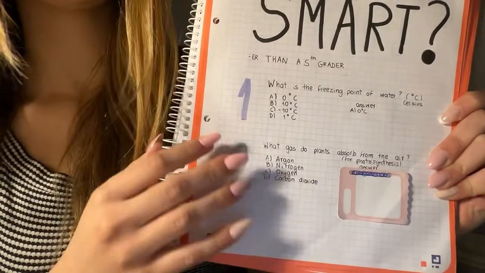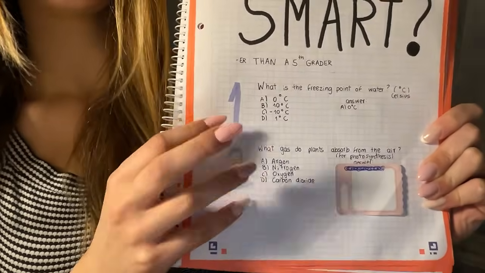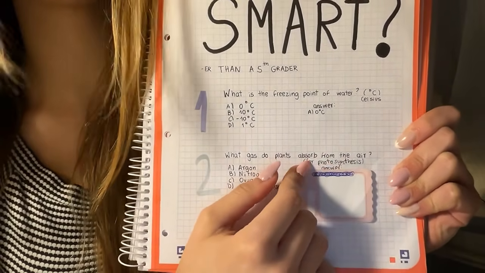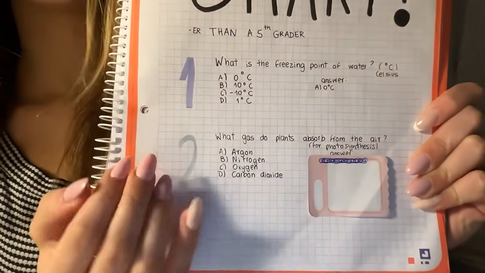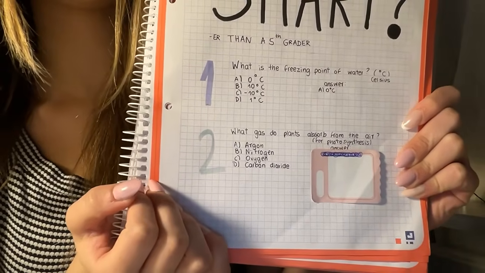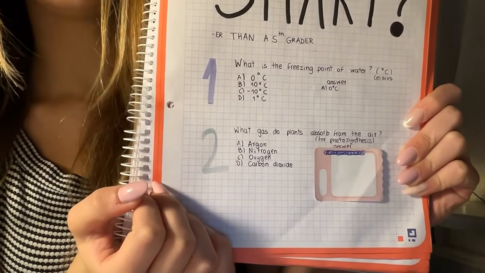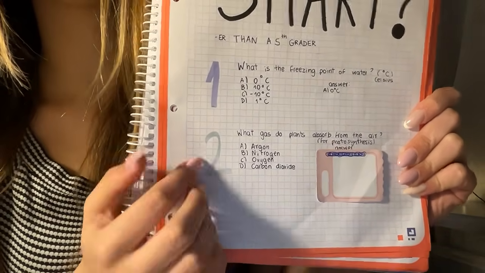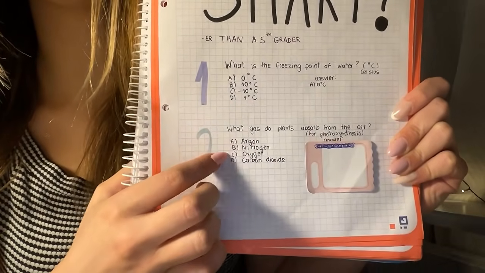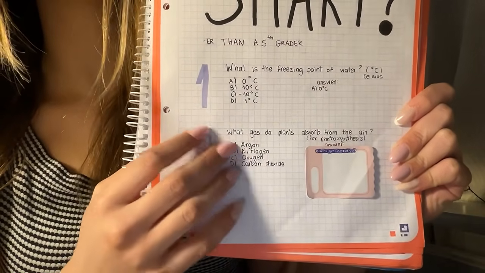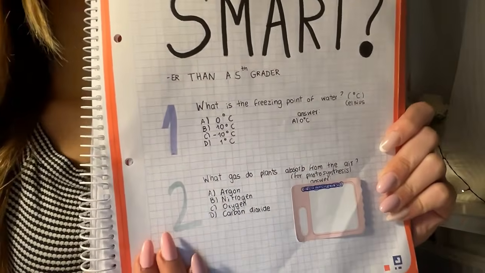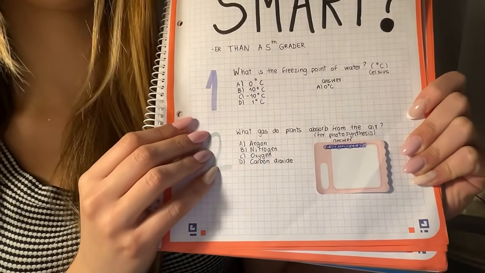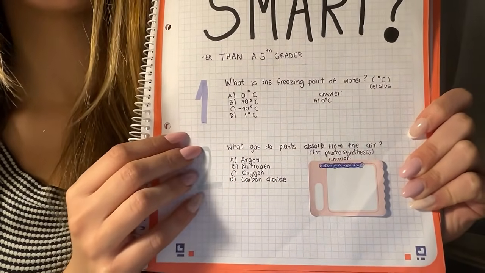If it was in general, there are 2 answers here that could be correct, but this question specifically asks during photosynthesis. So what gas do plants absorb for photosynthesis? Argon, nitrogen, oxygen, or carbon dioxide? A, B, C, or D? What is your guess?